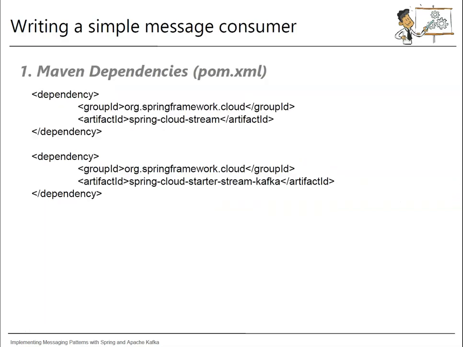In the same way that we needed to configure and implement some key points in the producer, we need to do so in the consumer. We can start with the libraries and dependencies. Here we have the same two dependencies that we use in the producer. We need to insert these dependencies in the POM.xml file.